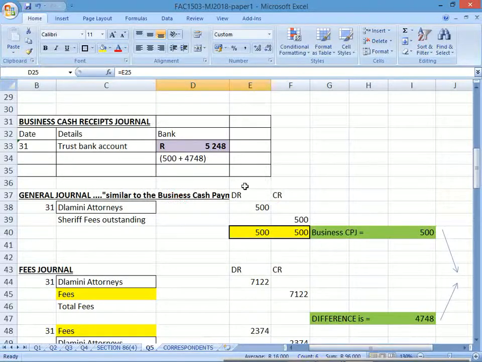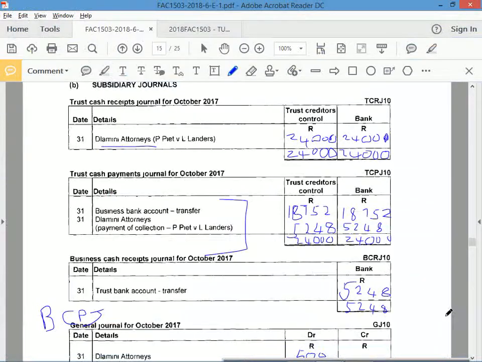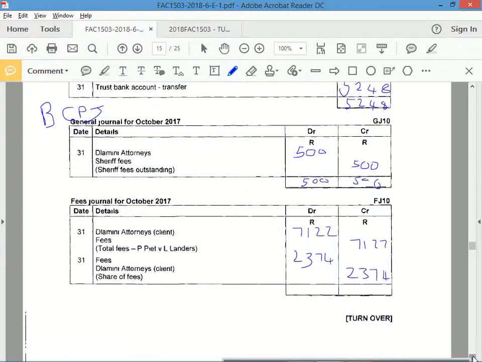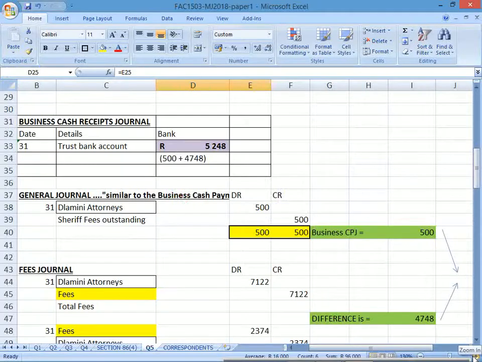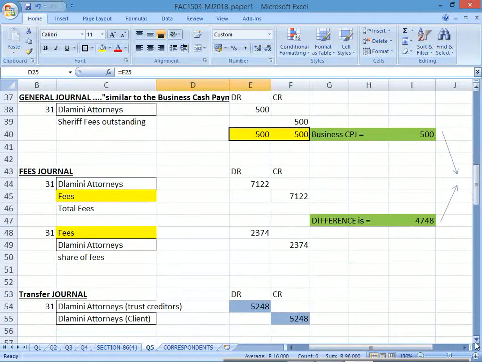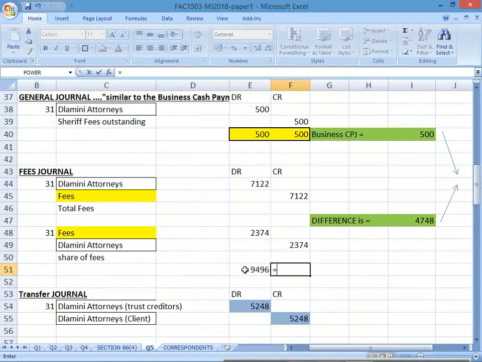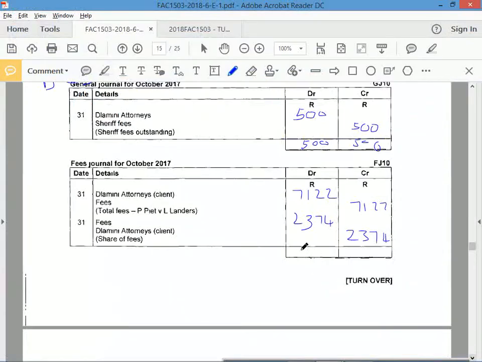Okay, so we've recorded that, eh? Yes. Okay, then we had the general journal. Did I record what we had to record there? Let's just double check. Yes, the 500. Perfect. Fees journal, we recorded it. That's perfect. Let's just put the total in. Okay, let's add them up. Sum up those two figures. Yes, 9496. Just to finish this off.